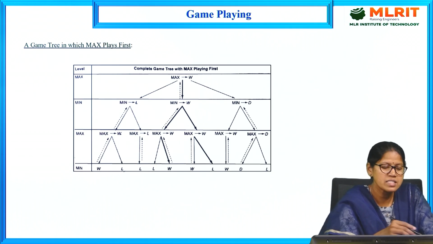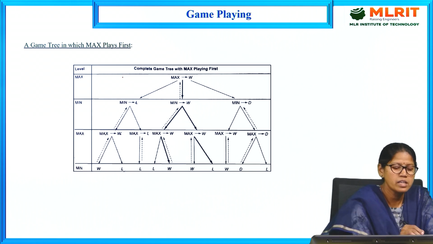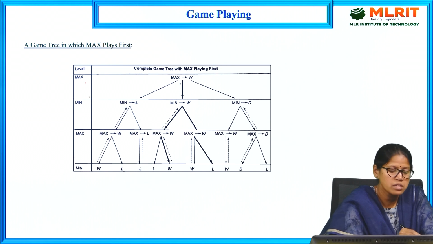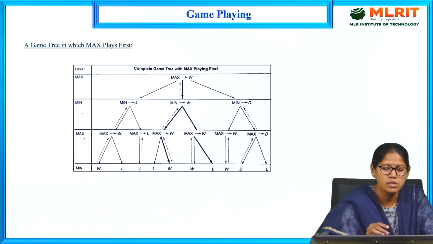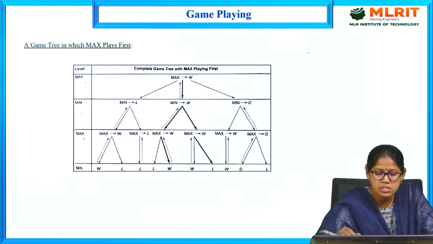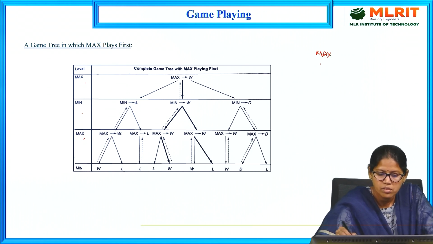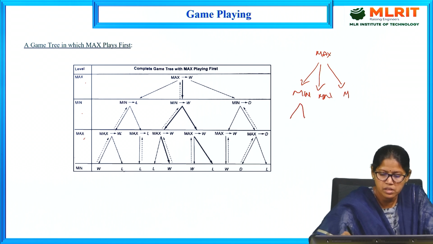Next, let's understand the complete game tree when max plays first. So I said the level is first max plays, followed by min, followed by max, meaning alternatively the players will play the game. So first, don't consider this labeling status. Just look at max playing first, and min plays the game, again max.